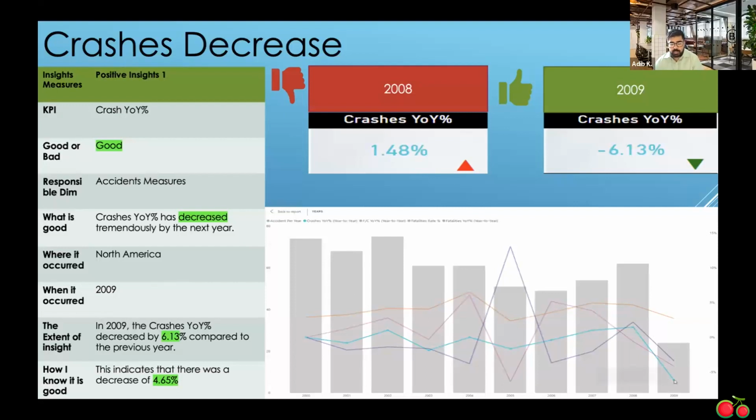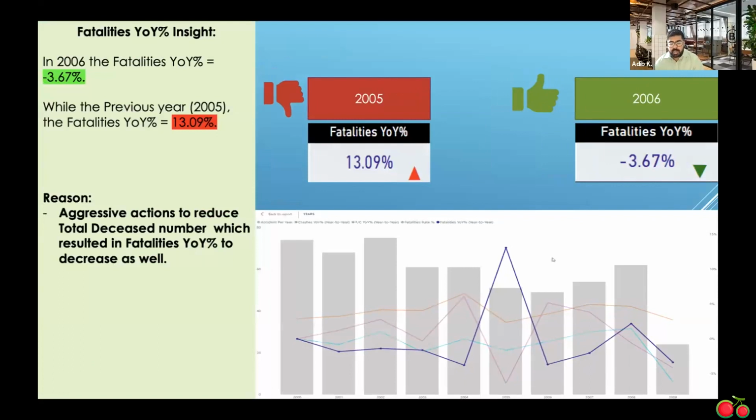Another positive insight is fatalities year to year. In 2006, fatalities year was at the low, decreased by 3.67%. But in 2005, it skyrocketed to 13.09%. And take a look at the chart. You can see the dark purple line in 2005, it's all the way up. But then in 2006, it decreased.